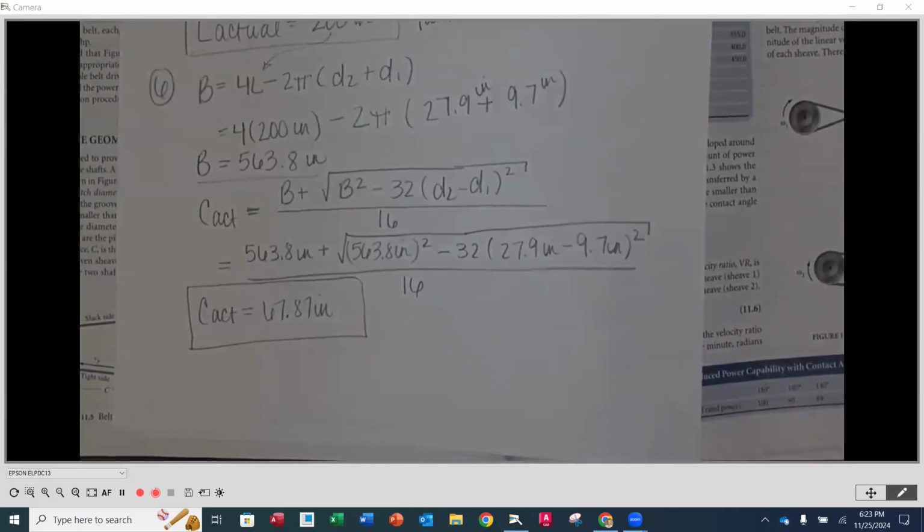You should get a center distance of 67.87 inches. Anybody get that or something very close? Make sure you're taking the square roots and the squares. Try again. It's 67.87, I know is right. Okay, do it a third time. Anybody else get that number?